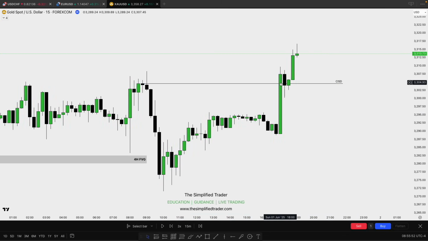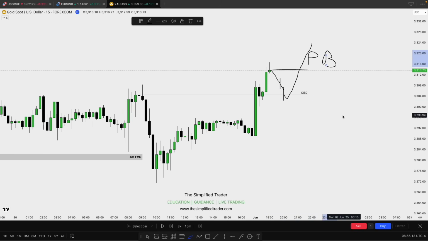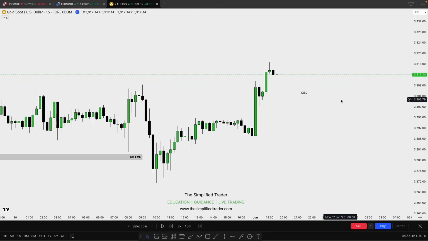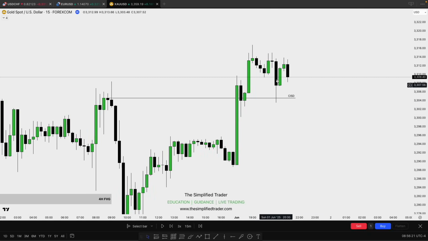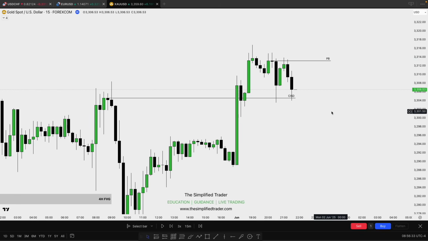What happens here? We close above it, so we do get a valid change in the state of delivery. Now what do we need? Now we need this market to pull back into that change in the state of delivery and close above the series of down close candles into this level. That would form my propulsion block. So waiting for the market to give me exactly what I want. What do we get here? Here we get 2 down close candles into the CISD. Do we get a body closure above? Not yet. So we do not have a valid propulsion block yet. Let's wait for that to happen.